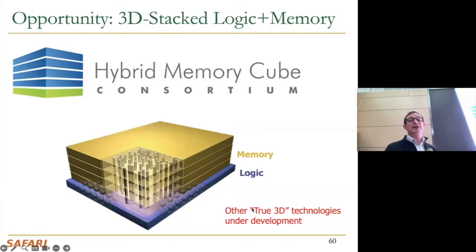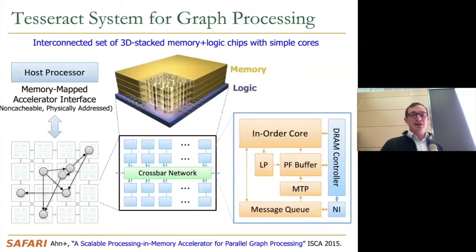And there are other true three-dimensional technologies that are under development that can enable much better access, much better connectivity between logic and memory by reducing the width of these connections from the top down. So monolithic 3D technologies, for example. So I'm going to give you some example results that we have collected over the years. This is work that we started in 2012 or so. The paper was rejected multiple times, so it got published in 2015, as you can see.